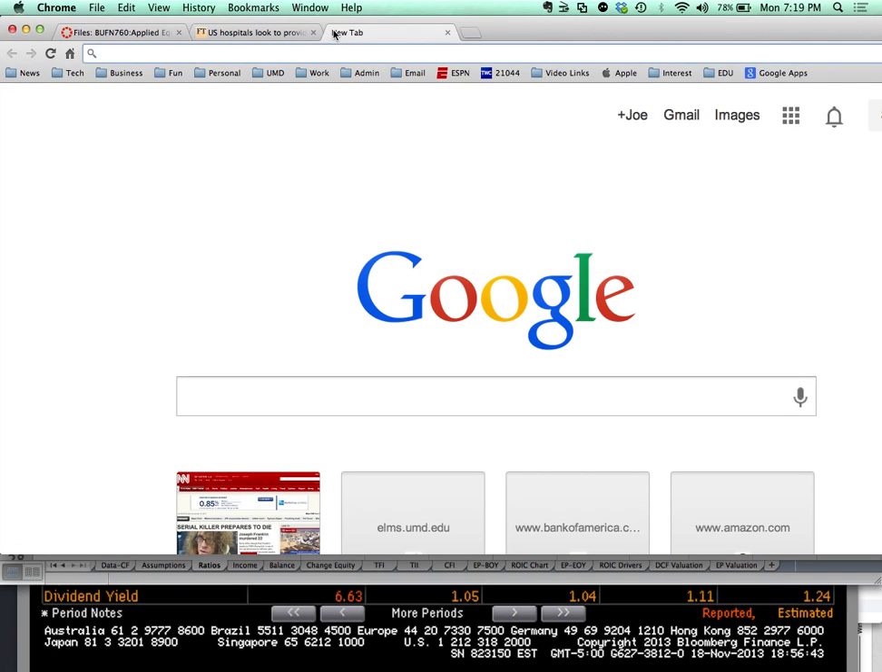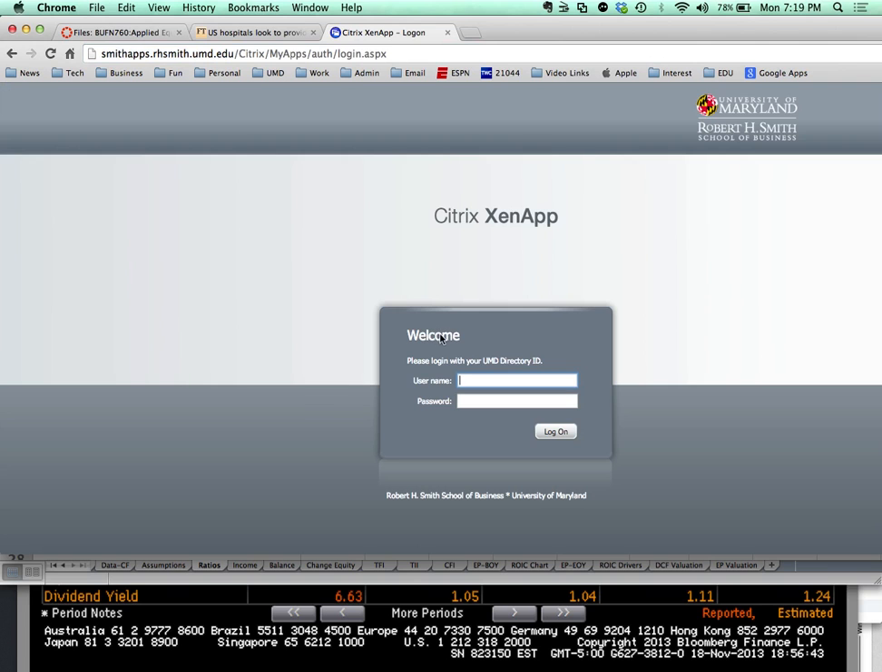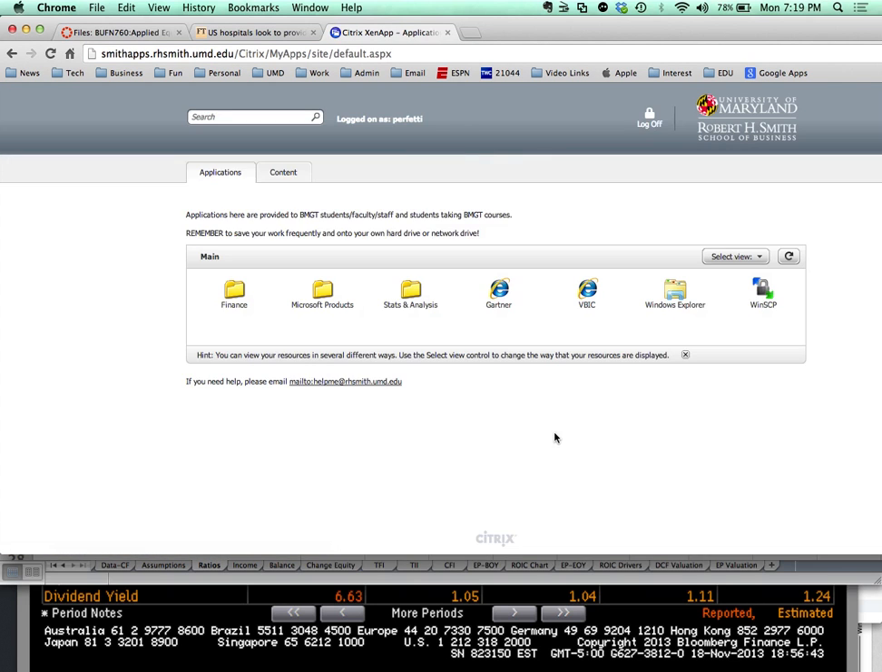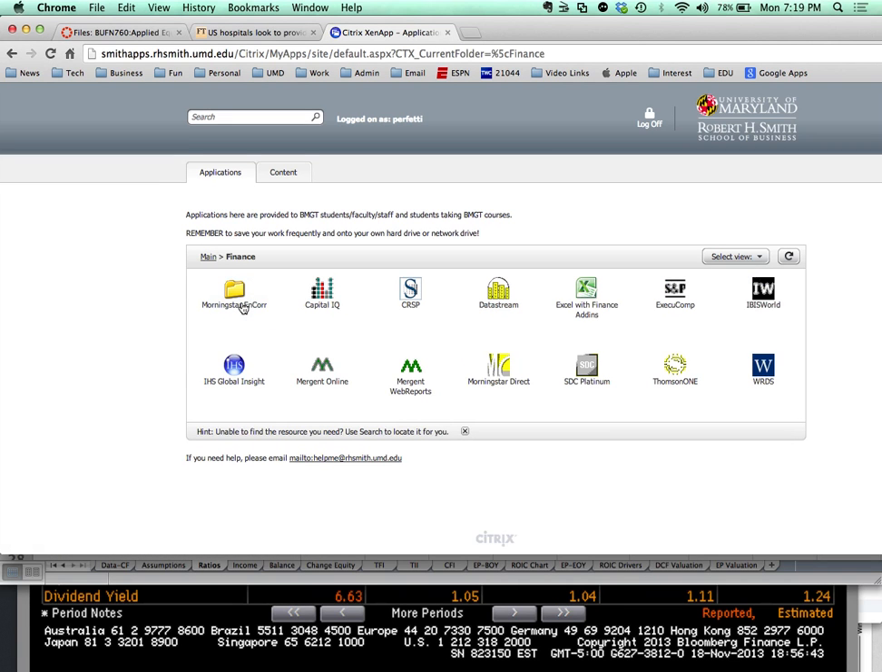So I'm going to go to the portal, smithapps.rhsmith.umd.edu, type in my username and password. And if I could just ask you to hold on for a second, because if the portal has more than like 3 people, it's like the healthcare.gov website. It just dies. So go to the finance tab. Just let me get there, and then you can follow along in a second. On the finance tab is something called IBISWorld.